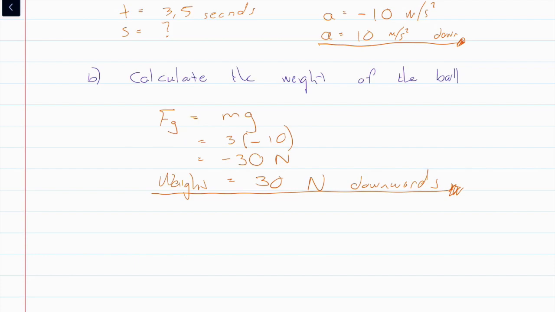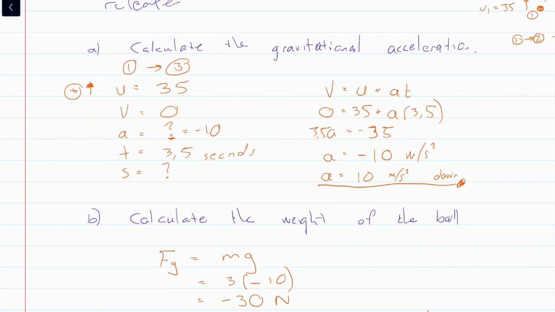Just interpreting question A, the fact that the acceleration came out as a negative makes sense, right? Because it's acting downwards so that the ball goes from going fast to going slow. I hope that makes a bit of sense.